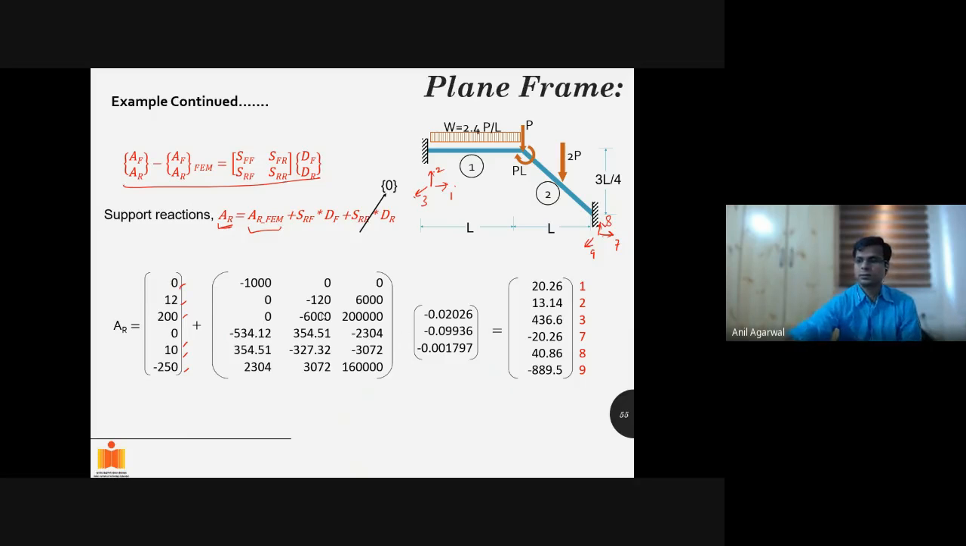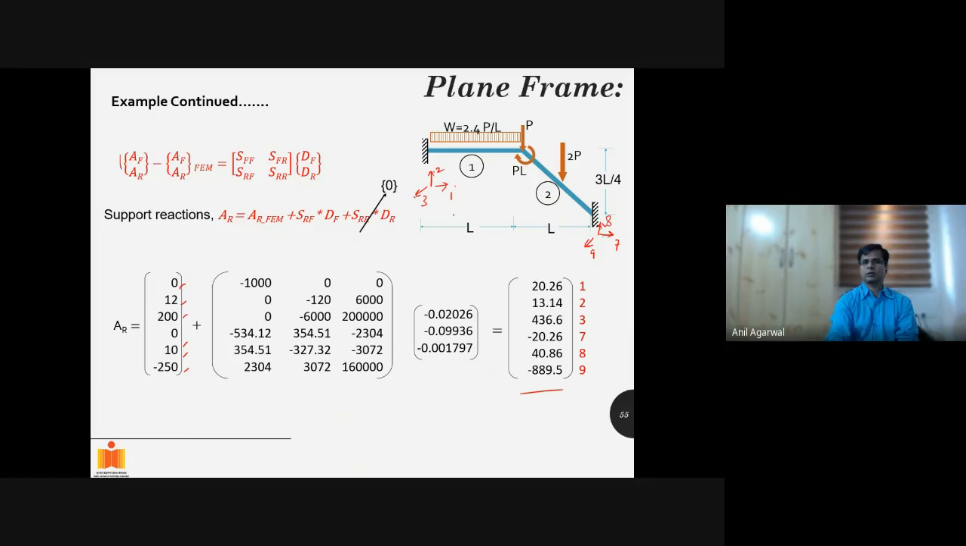How do you know that this is the global coordinate system? Because this equation was written in the global coordinate system. This AR, this is all in the global coordinate system. This S matrix that we are talking about is in the global coordinate system. These deformations are in the global coordinate system. We can write similar equations in the local coordinate system also, but this is written in the global coordinate system. So these A's that we are getting are in the global coordinate system.